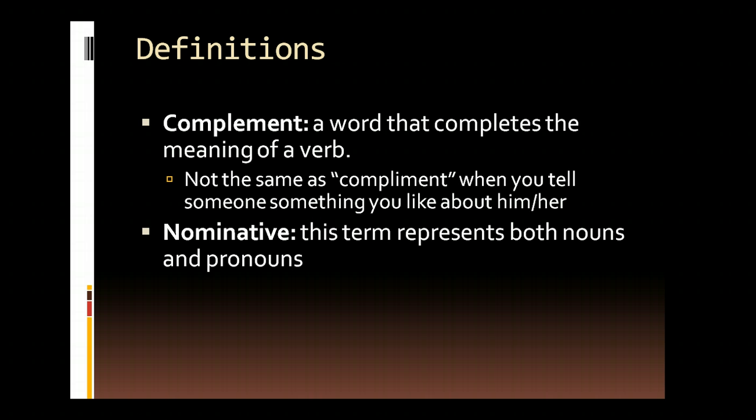Also, for some of you, the term nominative will be new. A nominative is a term representing both nouns and pronouns. This isn't the formal dictionary definition of the word nominative, but for how we're going to apply it in this particular grammar lesson, that's how we'll use it. That way, when we talk about predicate nouns, we don't have to talk about predicate nouns, then talk about predicate pronouns. We'll talk about predicate nominatives, as in words that name something or identify something.